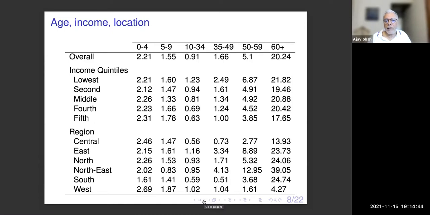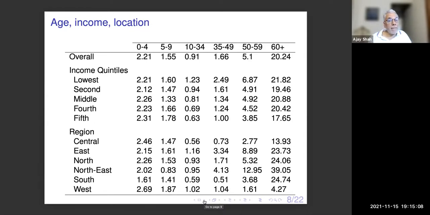So you see here, 2.12 is lower than 2.26, and then it goes to 2.23 again. Similarly, 20.42, 19.86, 21.82, these are not monotonic. So this is an interesting finding that income class and health is monotonically related in middle age, but this is not true for the very young, and this is not true for the very old.